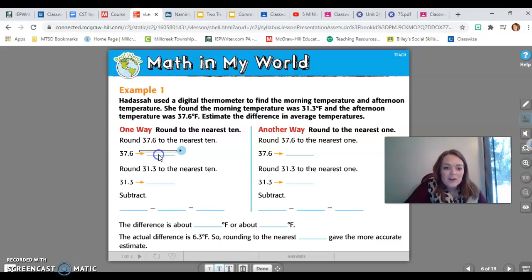Okay, so is 37.6 closer to 30 or 40? 40. Okay, is 31.3 closer to 30 or 40? 30. And then we are going to subtract.